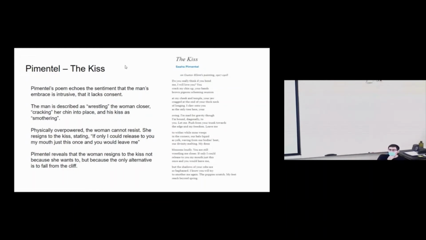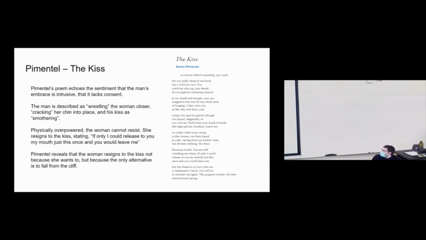So notice that all the instances of physical touch, all the instances of embrace within this poem have a negative connotation associated with them. All the descriptions of touch have negative connotations, right? With wrestling, cracking, the kiss is smothering. So physically overpowered, the woman cannot resist this man. And because of this, she just resigns to the kiss, exhausted, stating, "If only I could release to you my mouth just this once and you would leave me."